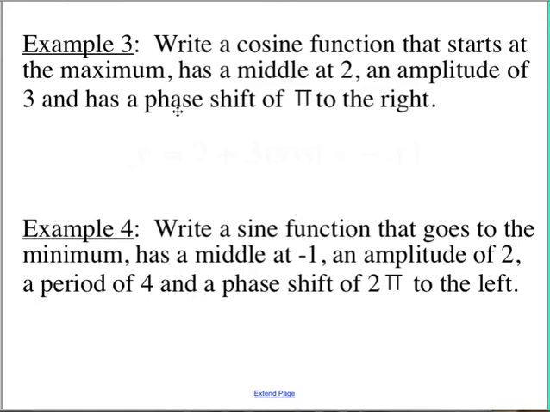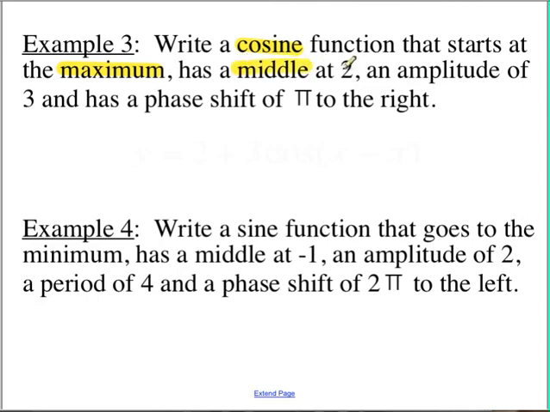So I'm going to do example 3, and then I'd like you to do example 4 on your own, and then come in with what you think example 4's answer is to class, and I will check your work for you. For example 3, it says write a cosine function that starts at the maximum. I'm going to highlight at the maximum, because that's telling me it's going to be a cosine function, and when it starts at the maximum, it means it's going to be a positive cosine function.